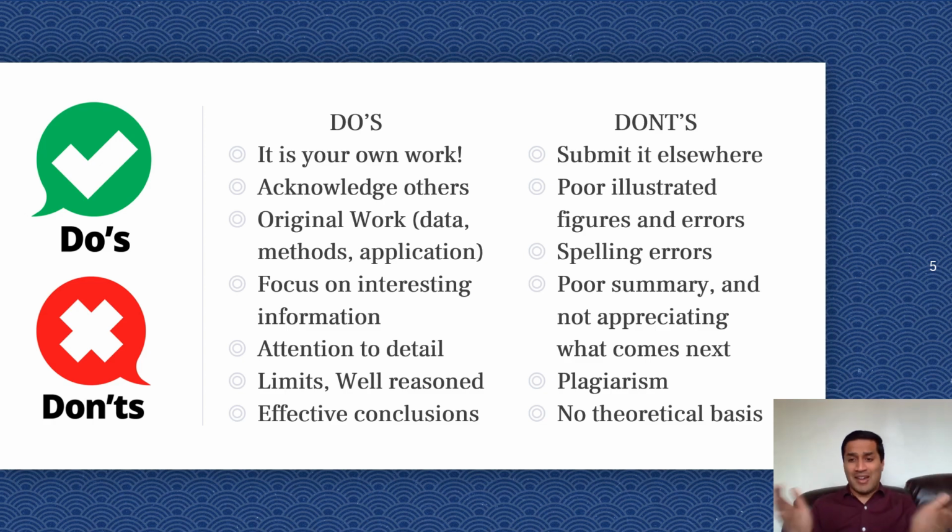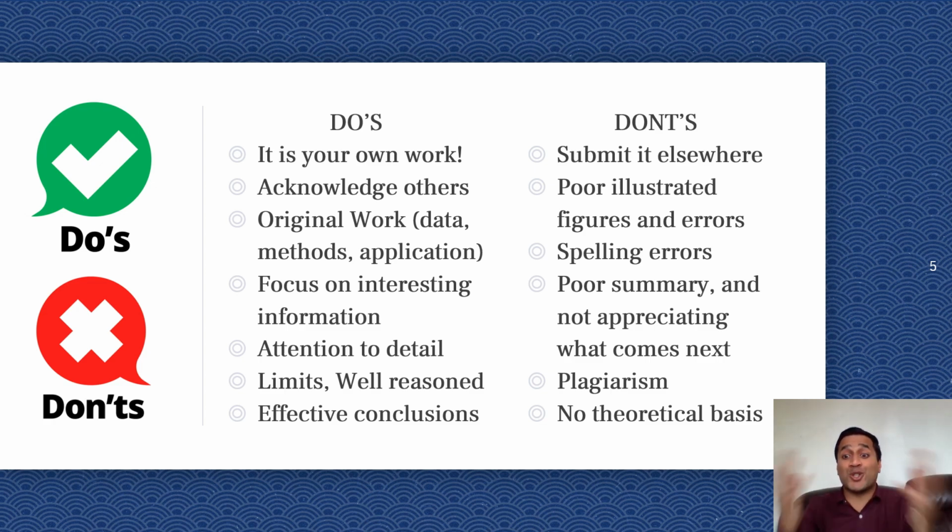Do not forget to acknowledge others. If it's not yours, hey, be honest, guys, completely honest, and honesty is the best policy, as they say. So make sure you acknowledge others. Your work is original, including your data, your methods, and the application. Make sure you focus on interesting information. Nobody likes to read a boring PhD thesis, or nobody likes repetitive stuff. Make sure you have attention to detail. You tell the reader what you have done, what are the limits. Make sure you have good reasons and effective conclusions. So this is what you should be taking care of, or this is what you should be doing when writing a PhD thesis.